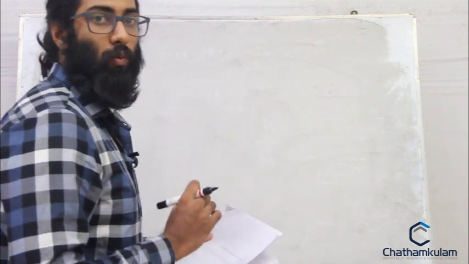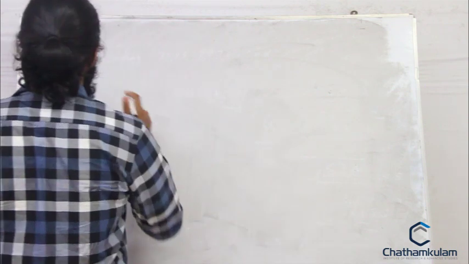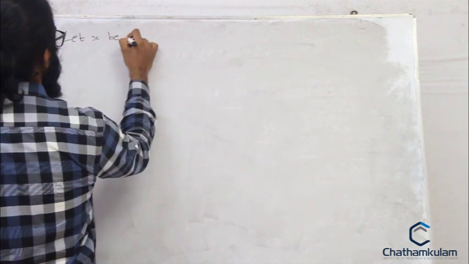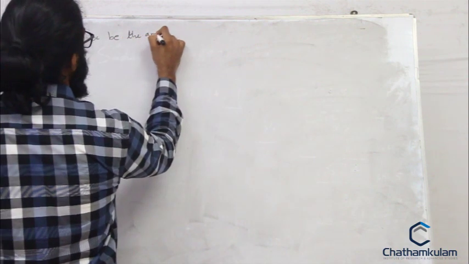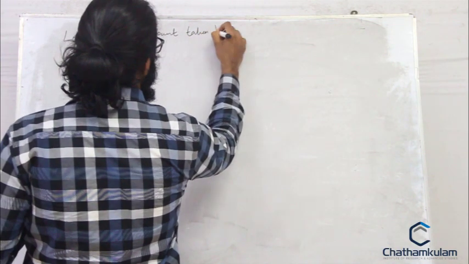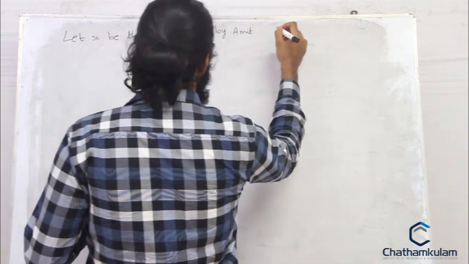So we will write down what's given in the question first. Let X be the amount taken by Amit to the market, right?